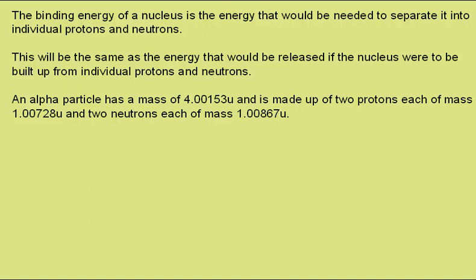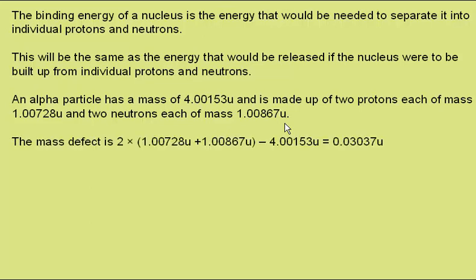An alpha particle has this mass in atomic mass units and is made up of 2 protons, each with this mass, and 2 neutrons with this mass. The mass defect, or lost mass in making it up, is the mass of the things it's made up of, the 2 protons and the 2 neutrons, minus the mass of what we end up with, the alpha particle. This gives a missing mass of 0.03037 atomic mass units.